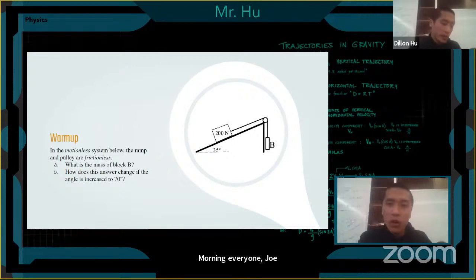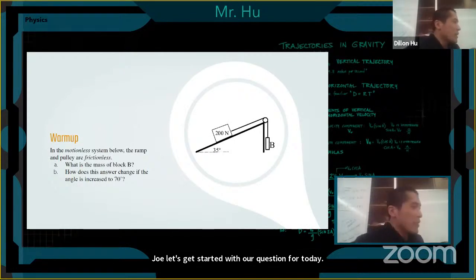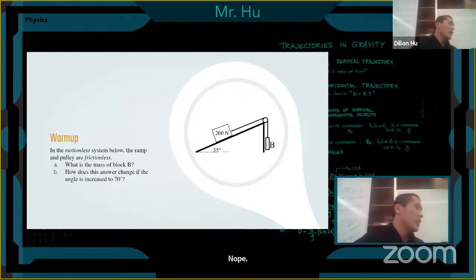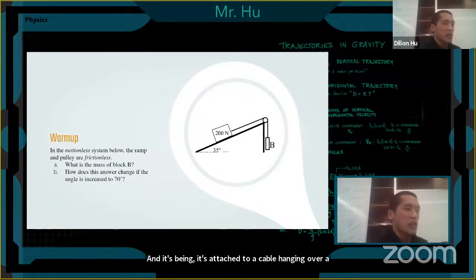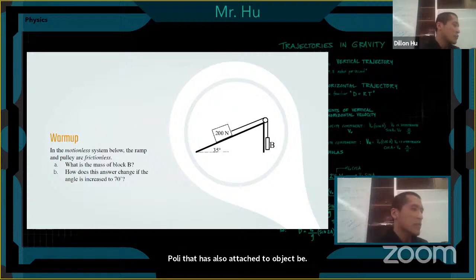So let's get started with our question for today. This problem features two objects instead of just one. This system here is motionless. What is happening is that the 200 Newton block is on a ramp and is attached to a cable hanging over a pulley that is also attached to object B. So B is attached to object A, which has a weight of 200 newtons.